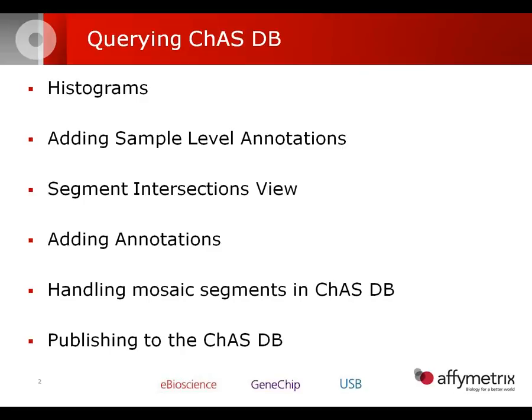And then using what we call the segments intersection view, which will show the segments that are in your database that intersect with your segment in your current sample. How to add annotations to the individual segments. And then how we handle mosaic segments in the ChAS database. And lastly, publishing these segments to the ChAS database.